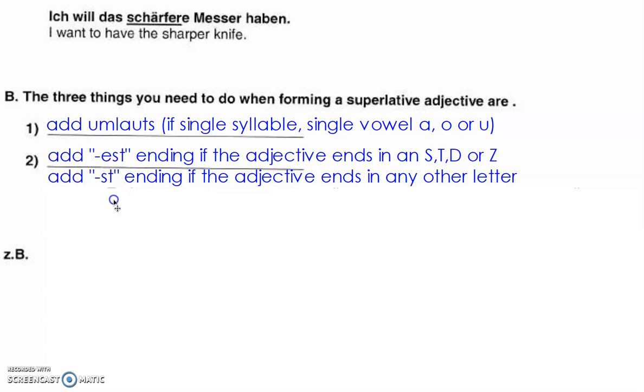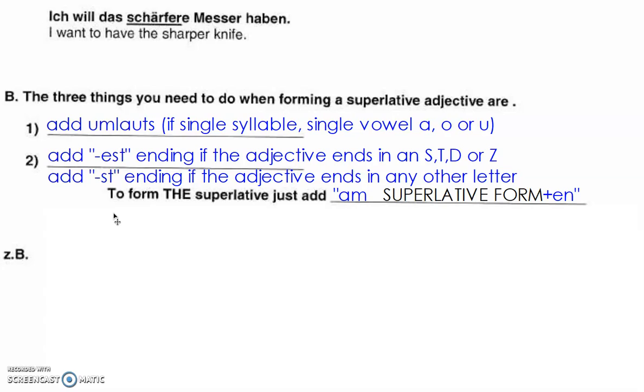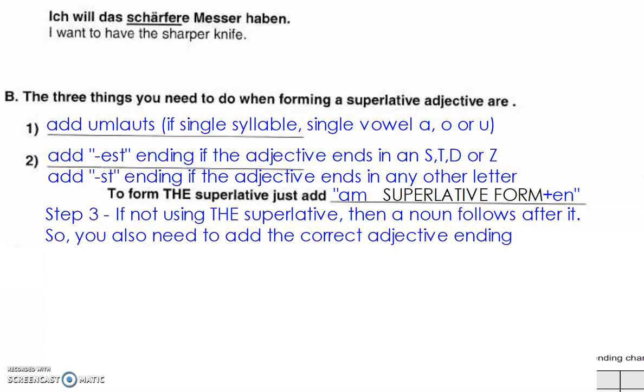If you want to say that it's the sharpest of all, or the nicest of all, I call that the superlative. And all we do is we take that superlative form that we just did, and we add the word am before it, and at the end of that superlative form, we add the ending en. So that would be like am besten, am meisten, am schärfsten, am größten. But if we're not using the superlative and a noun comes after it, then we also need to add the correct adjective ending.